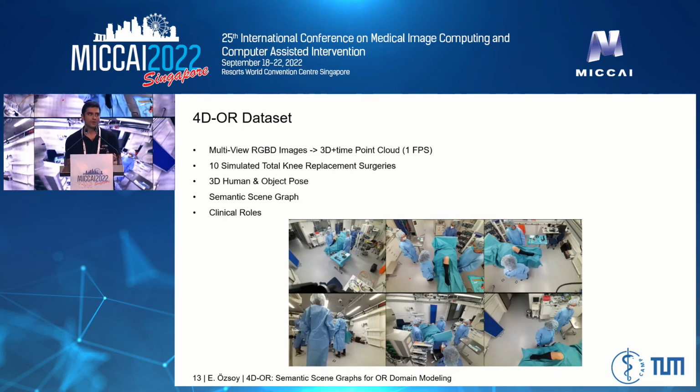Here we come to 4D-OR, which consists of 10 simulated total knee replacement surgeries, and our data type is 3D plus time, so we have point cloud sequences at 1 frame per second. We have annotations for 3D human and object poses, and most importantly for this work, we have semantic scene graph labels that describe the complexity in the scene. We also have clinical roles for every human that appears in our scene.